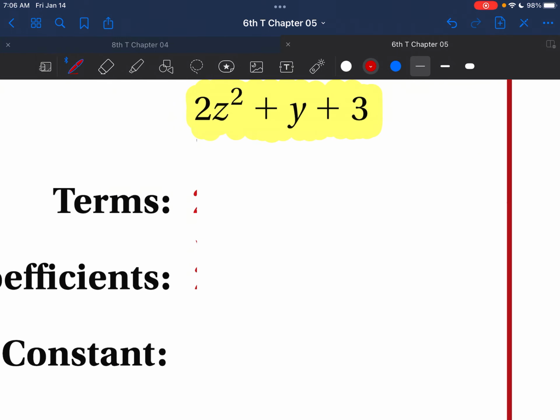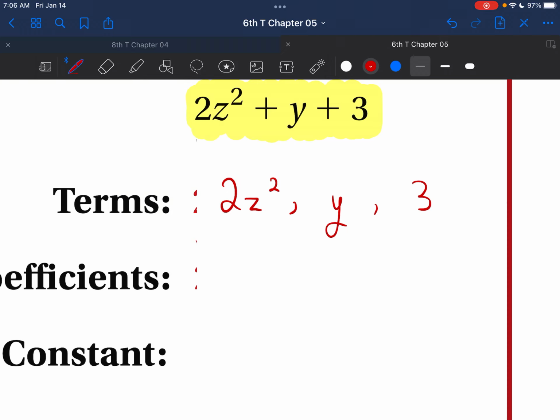Well, we know that every single section that is separated by an addition sign or subtraction sign is going to be a term. So we have 2z squared, that's one term. We have y is one term. And then we have the number 3 as one term.